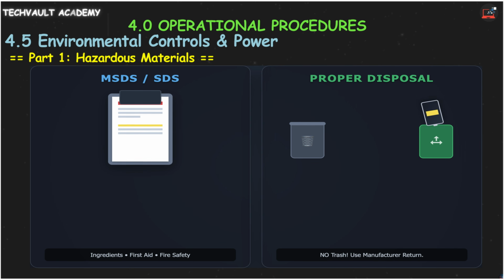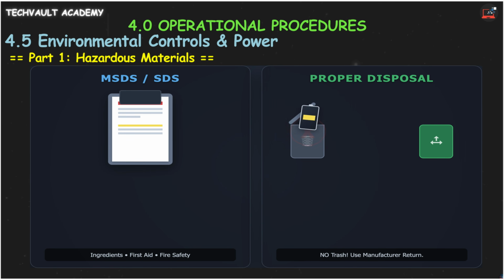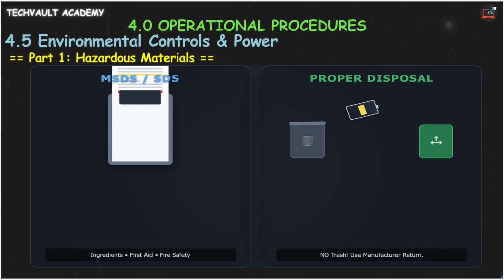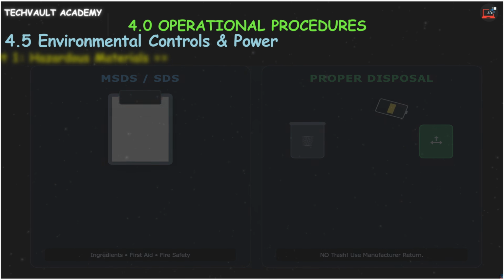When you are done with these items, you can't just throw them in the trash. Batteries and toner cartridges must be recycled or disposed of at designated hazardous waste facilities. Many manufacturers include return labels right in the box to make this easy.